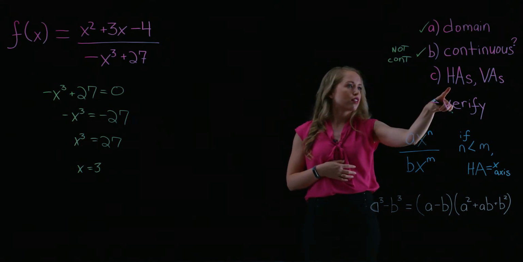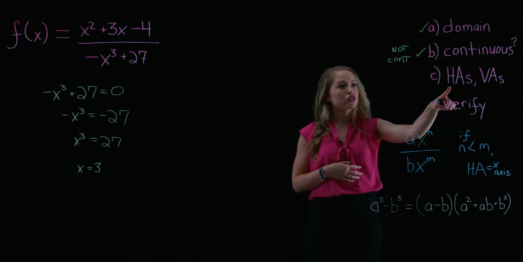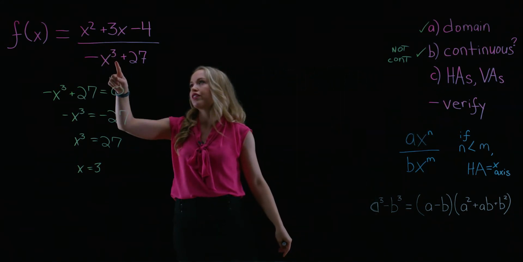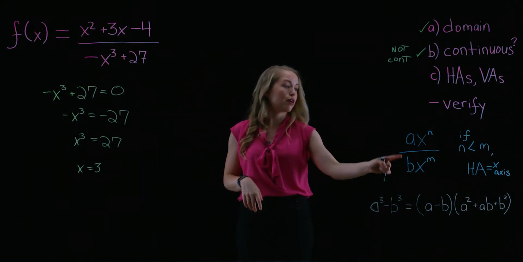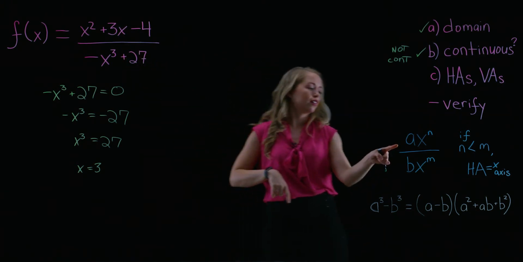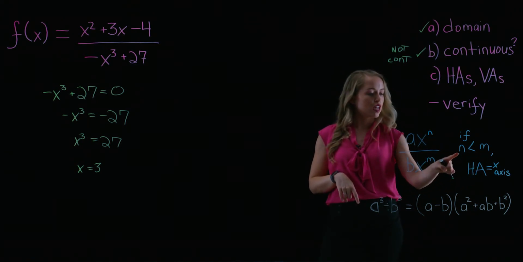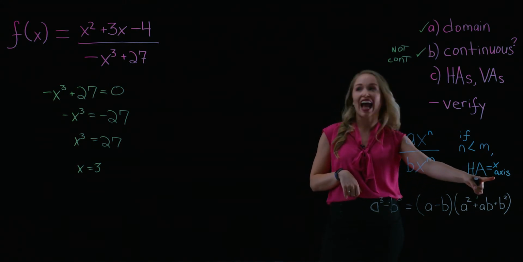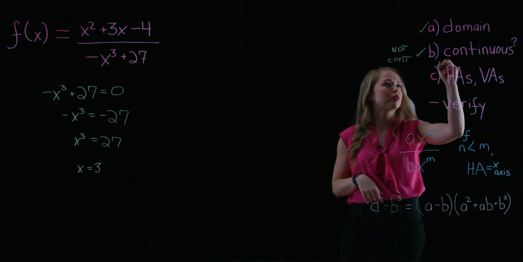Next, we're asked to check for horizontal asymptotes and vertical asymptotes. Horizontal asymptotes, we have a structure that we follow. We're going to compare the exponents of the numerator and the denominator and look at that relationship using this comparison here. I notice I have a 2 on the top and a 3 on the bottom. 2 is less than 3, and my rule is that if the top exponent is less than the bottom exponent, my horizontal asymptote is the x-axis. That's the line y equals 0 is where I will expect to find a horizontal asymptote.